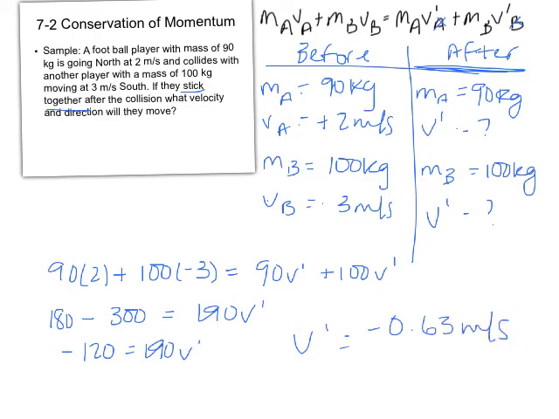Since we get a negative number, that indicates that their direction has to match the negative sign. So this is going south.